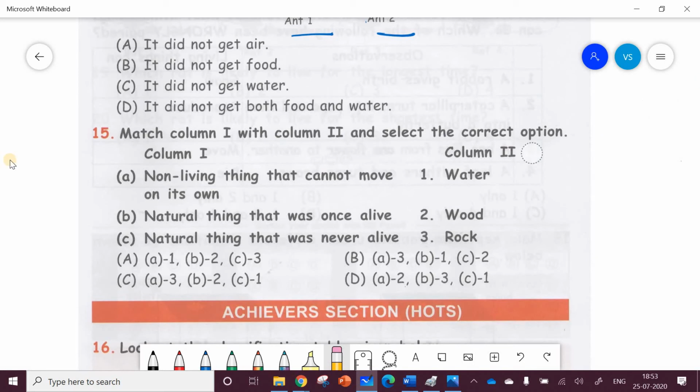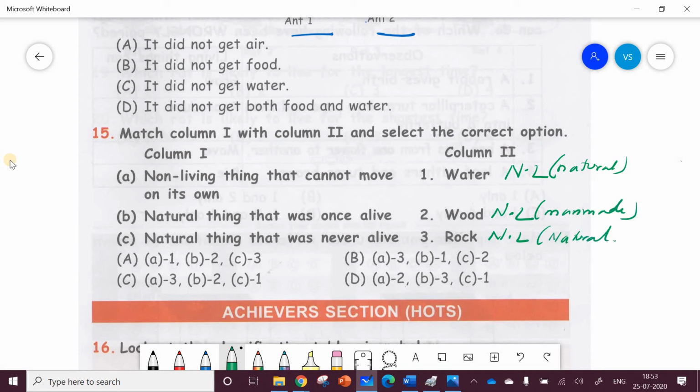All right. So, all these three things, this is natural. Let's just talk again now. So, this is non-living. We know. This is non-living. This is also non-living. Now, water is natural. Wood is man-made. And rock is natural.